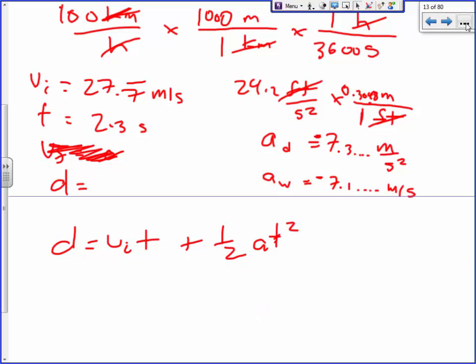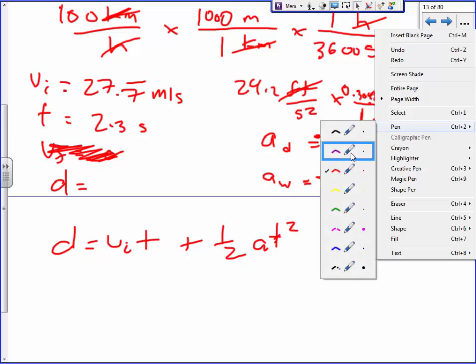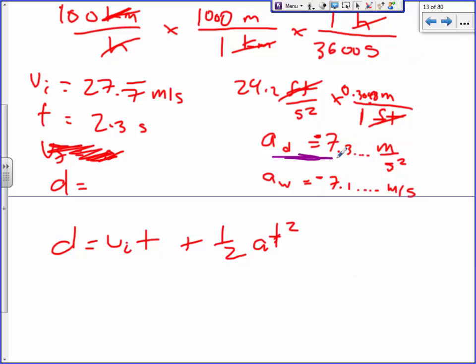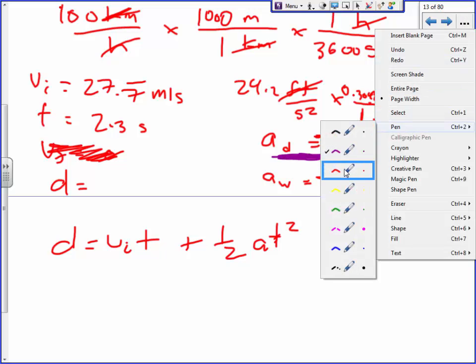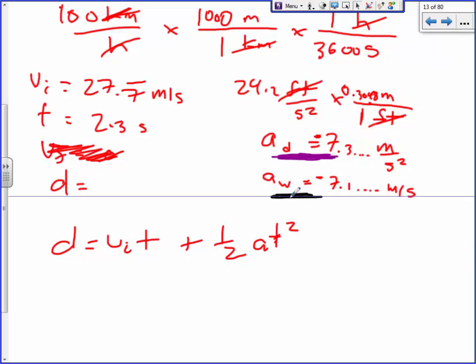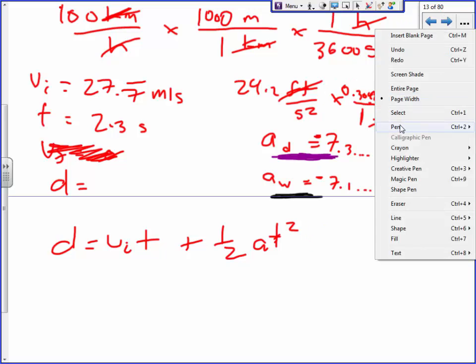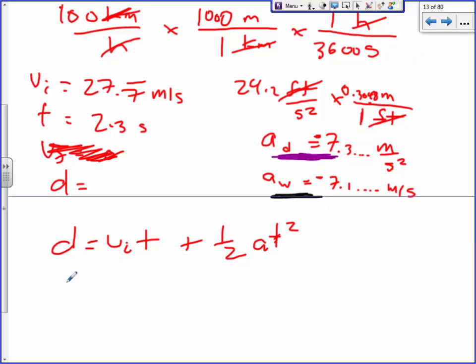Why don't I color code this, just for me here? I'll do the dry one in purple ink, and then later I'll do the wet one in black ink, just so we can keep them separate. We finally have all sorts of values we can work with. Let's plug them in. So let's do purple first. Either way, we still don't know our distance. That's what we're trying to figure out.